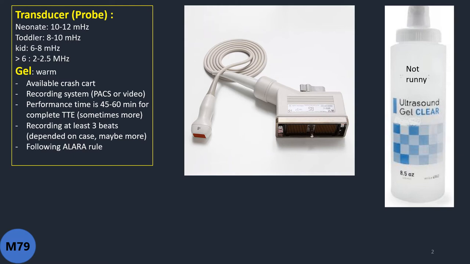Let's do it. Here we have first probe or transducer for different ages and weights of the babies and kids. As a general rule, we use the highest transducer frequency that possibly gives us the best penetration and resolution. Generally speaking, for neonates, usually we use 10 to 12 megahertz, toddlers 8 to 10, kids a little bigger 6 to 8, and over 6 years old, something between 2 to 5, but sometimes 4, depending on the body habitus.